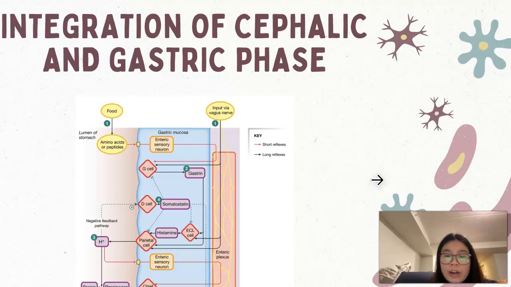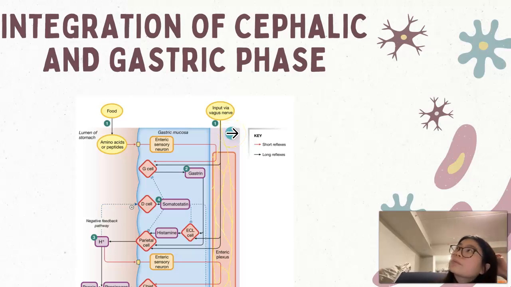So this is another graphic taken from Silverthorn, and it shows the integration of the cephalic and the gastric phase. And I'll get into that right now. They blend into one another in this diagram, but there are 2 ways to turn on the stomach. The first way is food entering the stomach, and it's called a short reflex. And the second way that the stomach can be turned on is when there's input from the vagus nerve, and this relates to the long reflex.